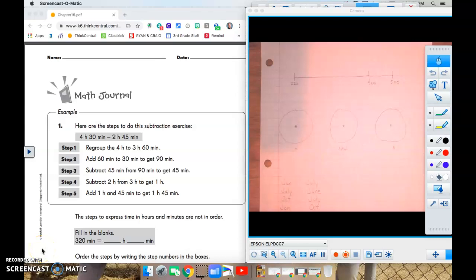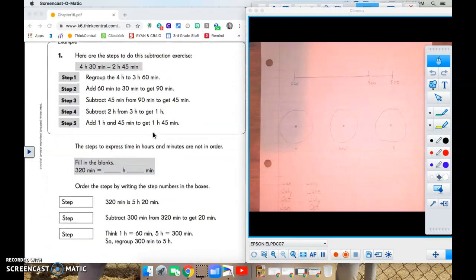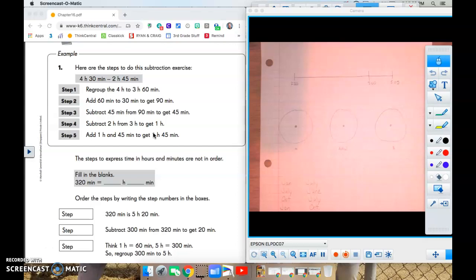All right, boys and girls, we are going to go ahead and get started here with the math journal pages and the thinking cap. I'm just going to throw it together in one here because it's not too much. So let's get started. It's going to show you some steps here for the example on how to take care of 4 hours and 30 minutes minus 2 hours and 45 minutes.